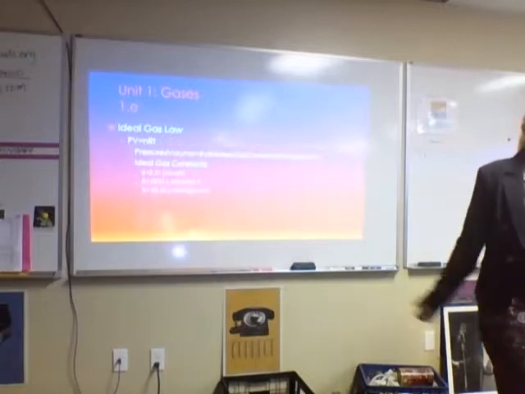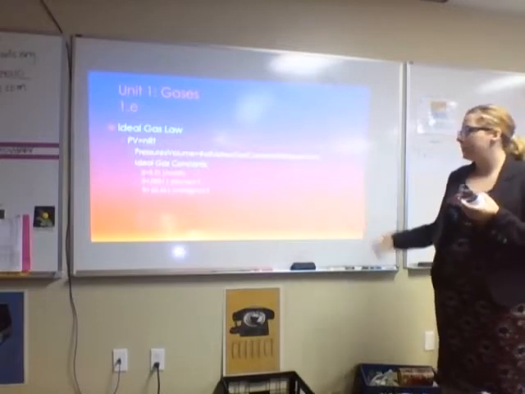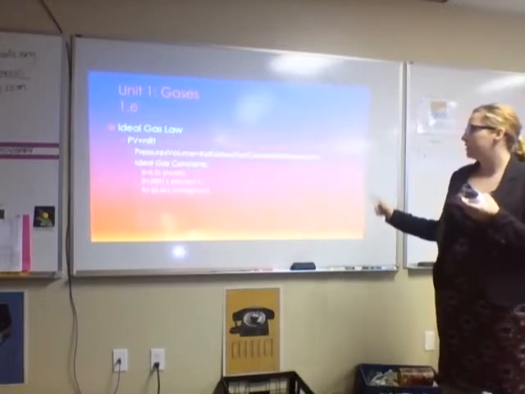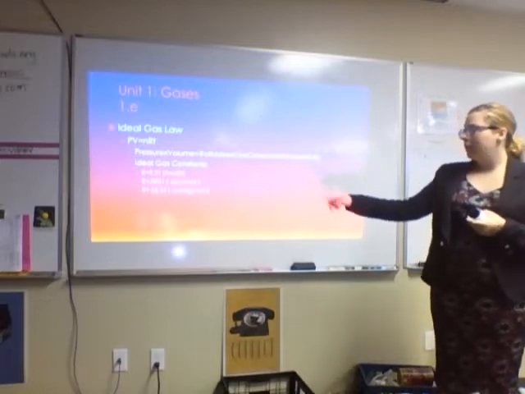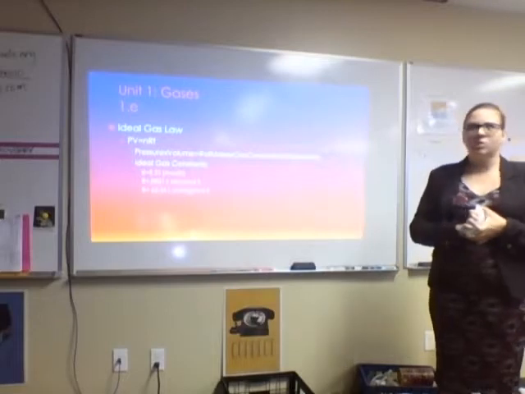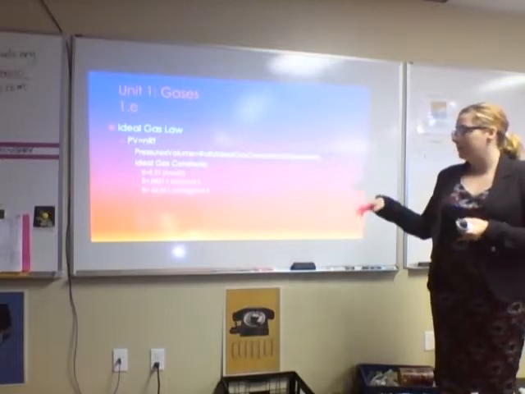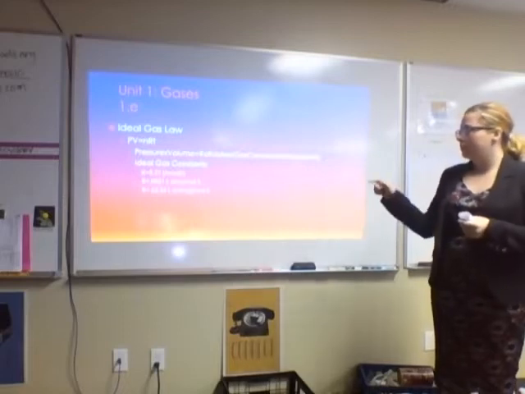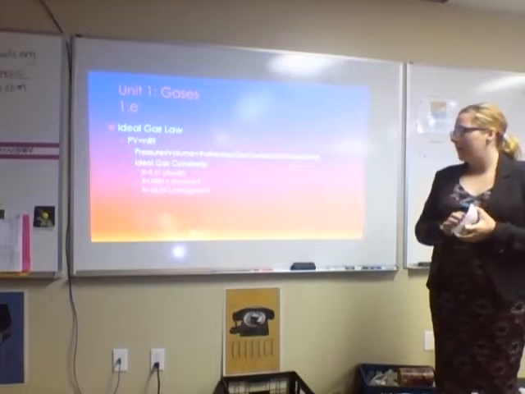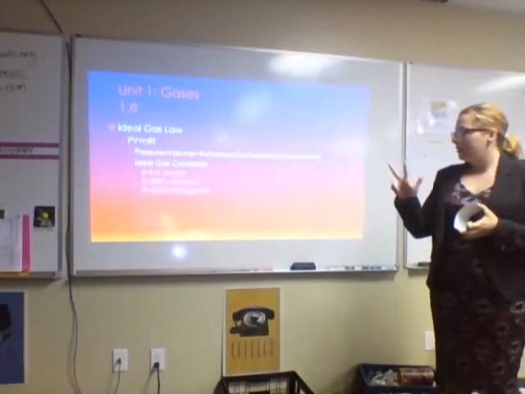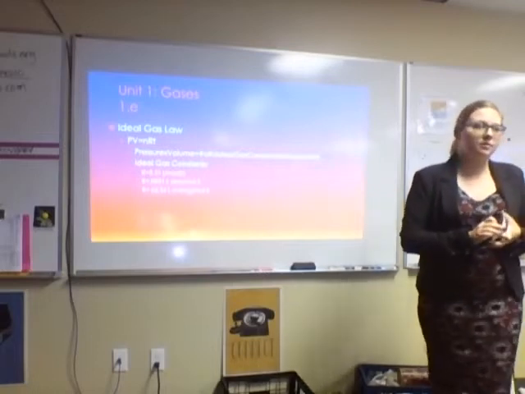1.E would be the ideal gas law, which is PV = nRT, which is pressure times volume equals number of moles times gas constant times temperature. The ideal gas constants are R equals 8.31 joules over mole K, and then the second one is R equals 0.0821 liters atmospheres over mole K. And the third one is R equals 62.36 liters mmHg over mole K.